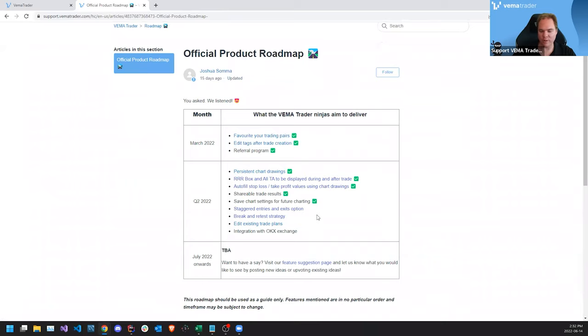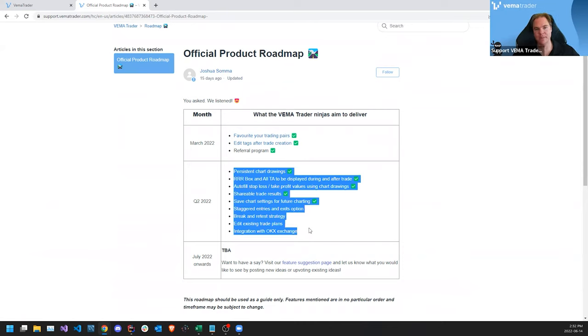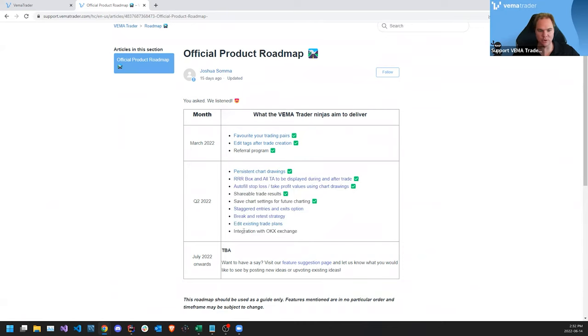So one of our goals for this quarter, which is rapidly ending, is to have all of this stuff here out and released. Integration with OKX Exchange should be coming on Thursday. Hooray, break and retest strategy is now out. So the ability to have the auto stop loss take profit on the chart.